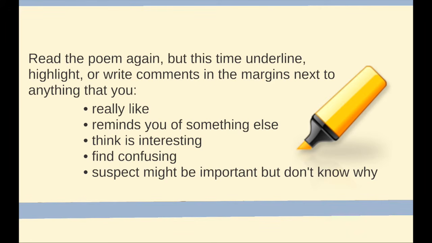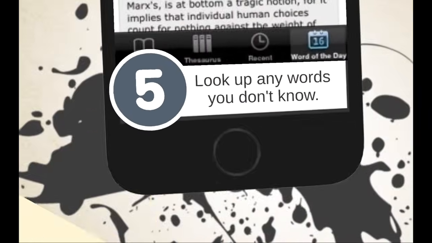It doesn't matter. But you're basically going to write down and notice anything that you really like that jumps out at you as being interesting, anything that reminds you of something else because it might be an allusion to another work that you're familiar with. Circle anything that you think is confusing. Chances are there's probably something pretty interesting happening in that confusing section once you break it down. And then anything that you think, this seems like it's important, but I don't know why, mark that.